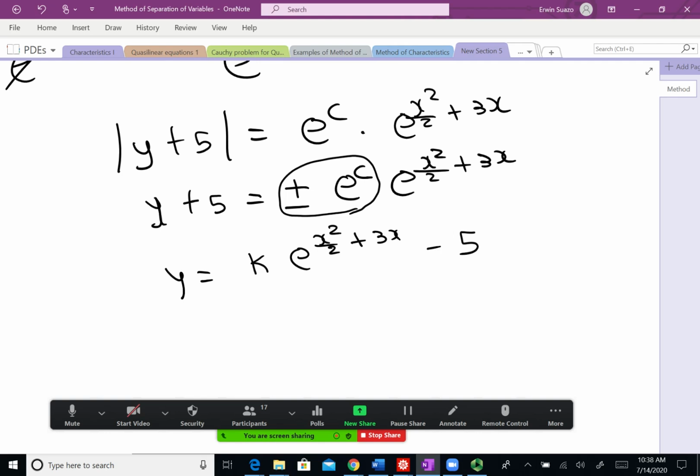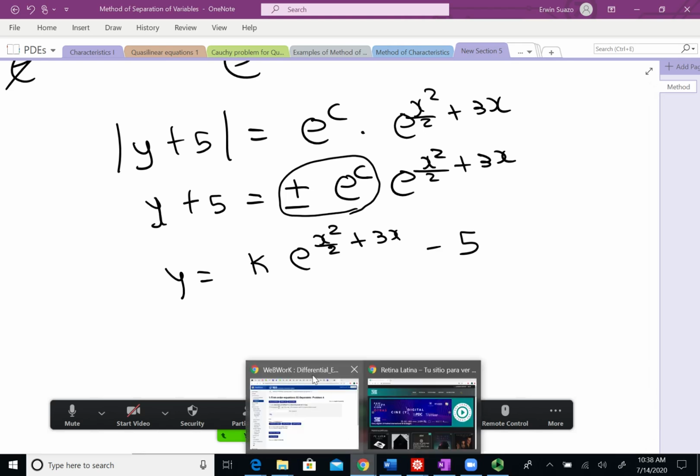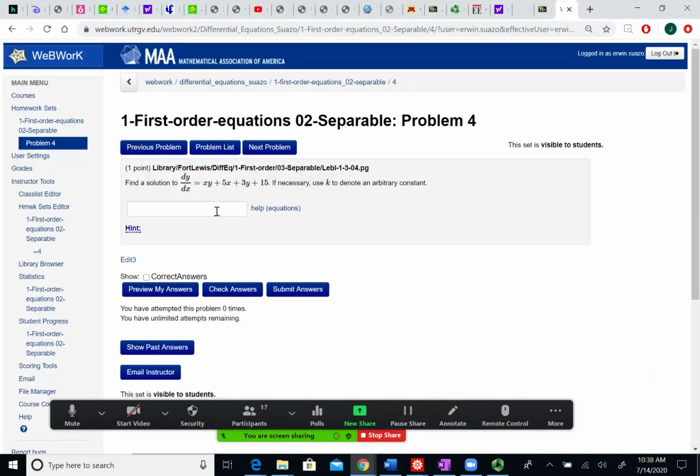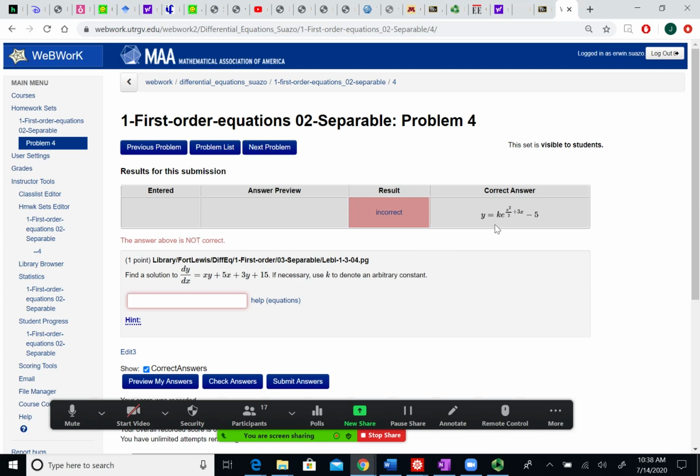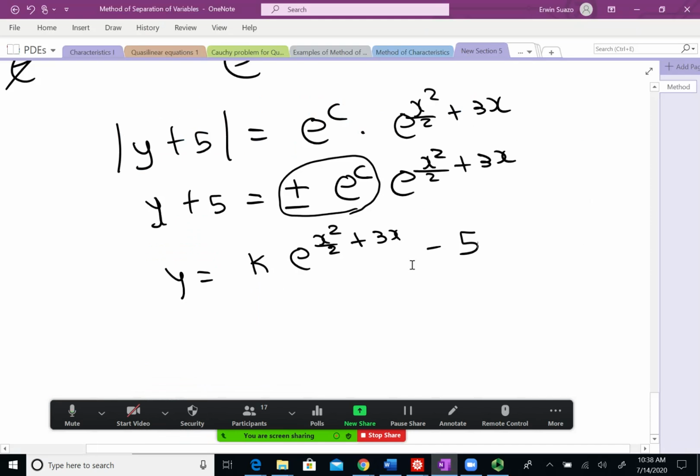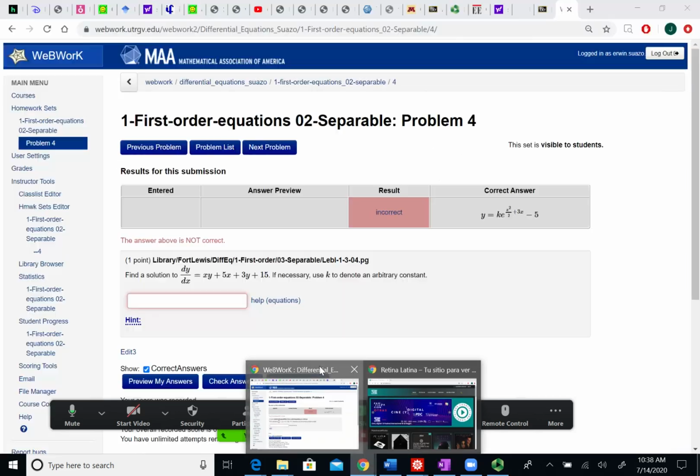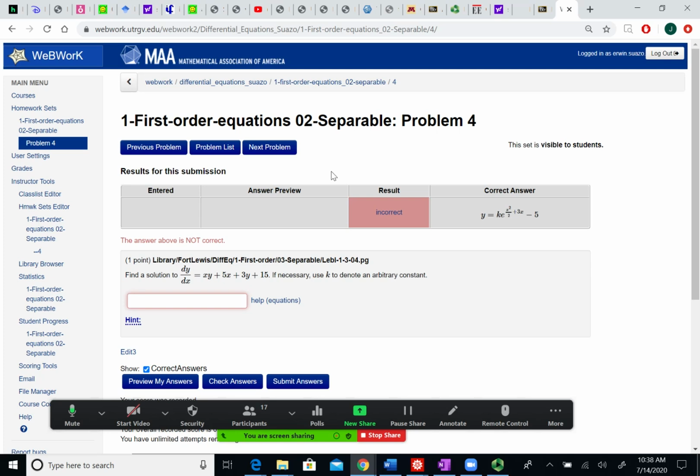So let me, you remember, right? So it was k e to the x squared divided by 2 plus 3x minus 5. That's correct, right? That's what I put over here. Yes or no? Yes. Okay, let's move on then.